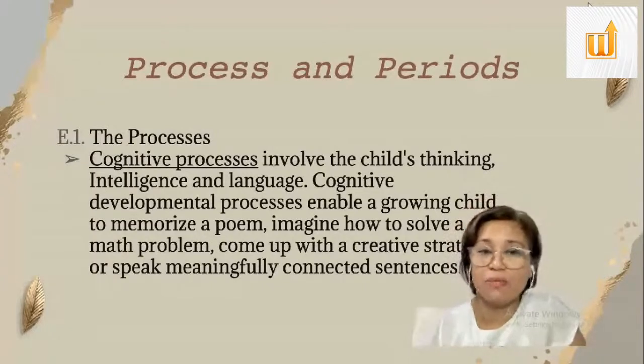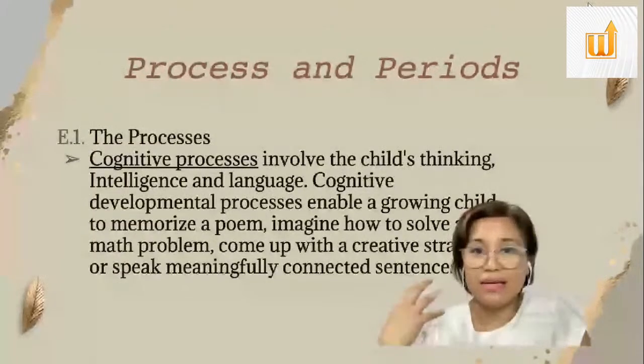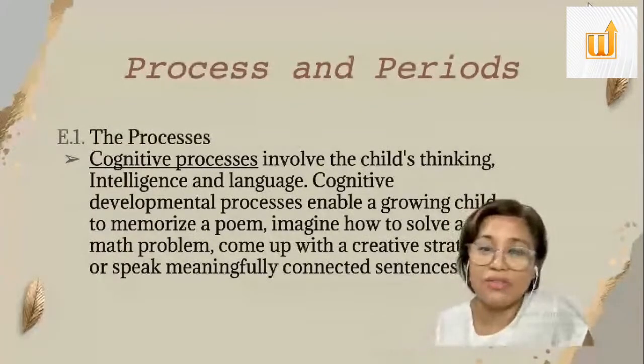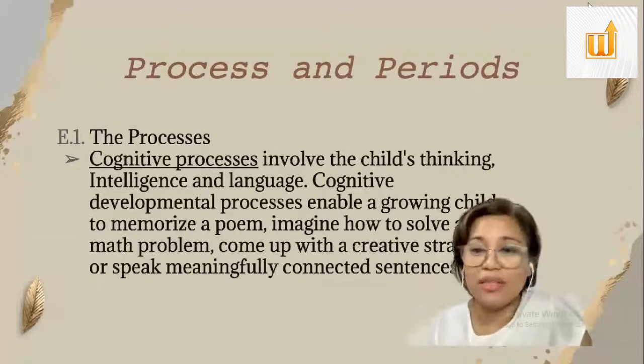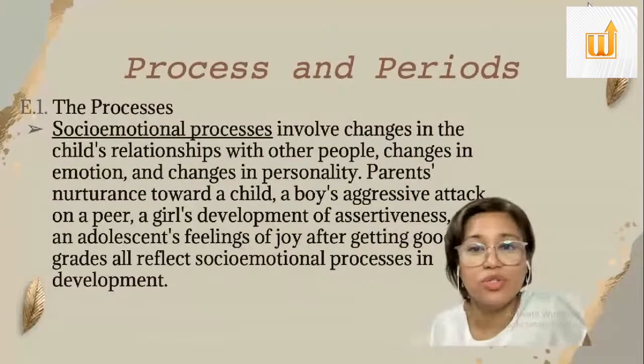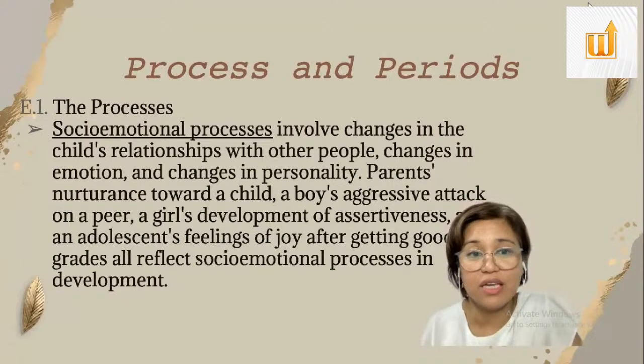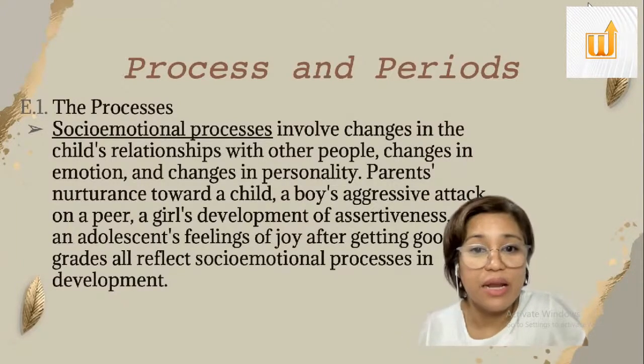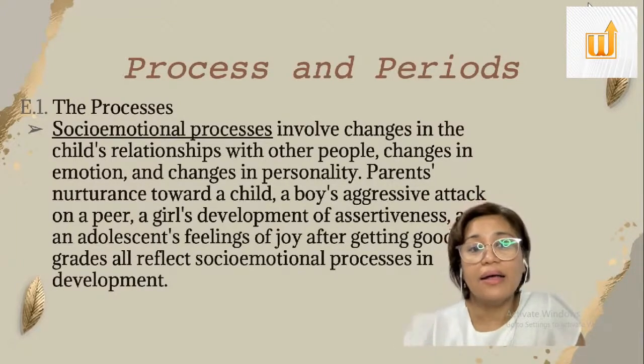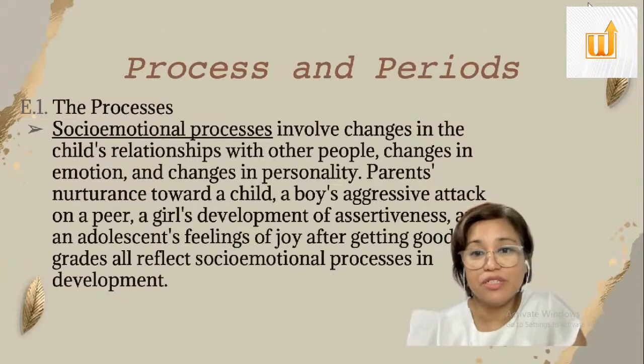So these are cognitive processes now that is evident in the understanding and in creating things, no, as we know that the highest form of objective that we can do in the classroom is for our children to create something out of the things that they have understood. So that's important. And then we have the social emotional processes that involves changes in the child's relationship with other people, changes in emotions and in personality.